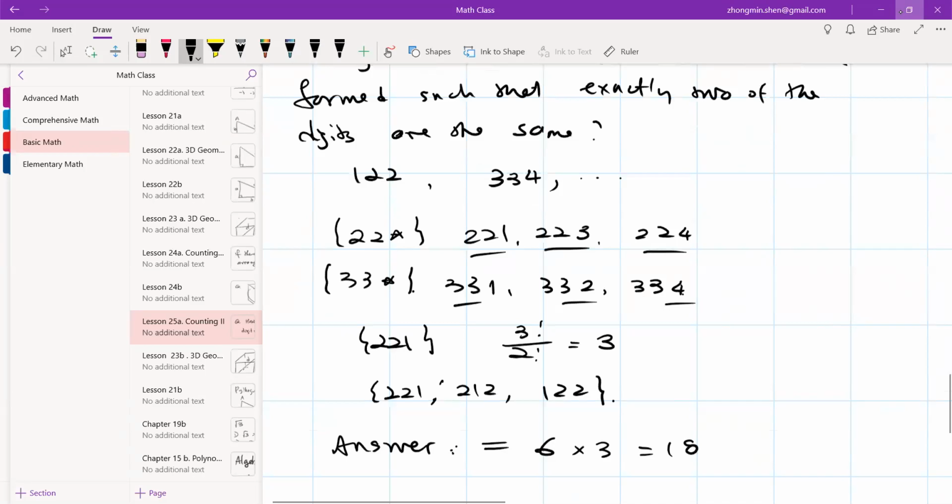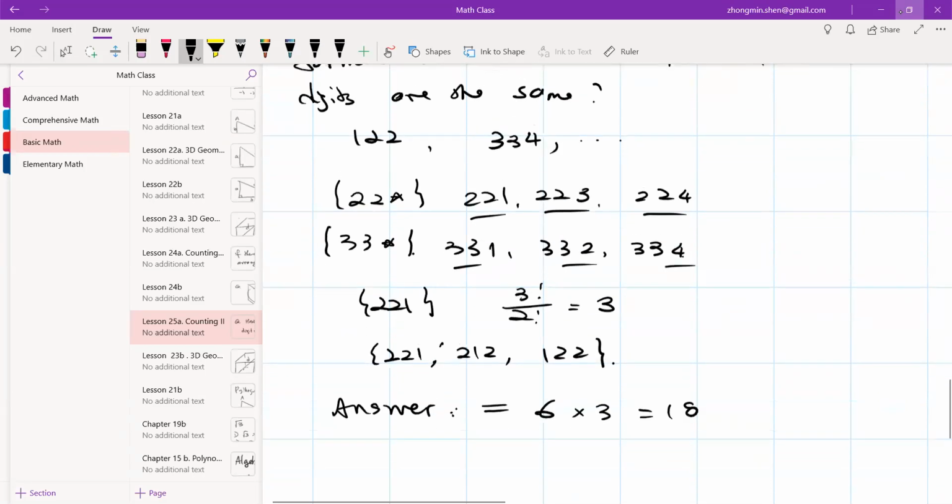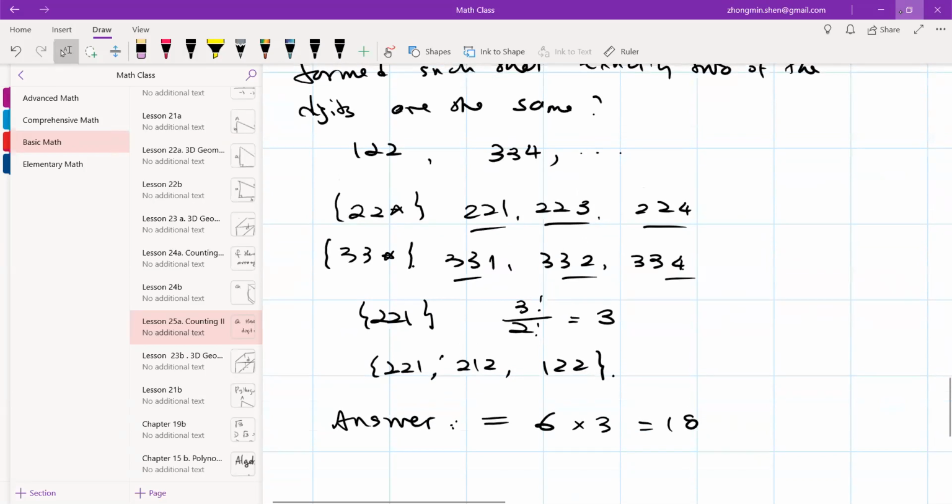Step one, you choose one of the 6 patterns. Step two, for each fixed pattern, you permute them, but you only get 3 distinct 3-digit numbers. Then you multiply this out, 6 times 3, 18. So there are a total of 18 different such numbers.